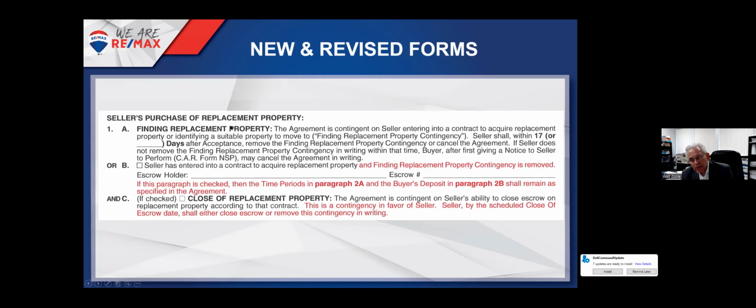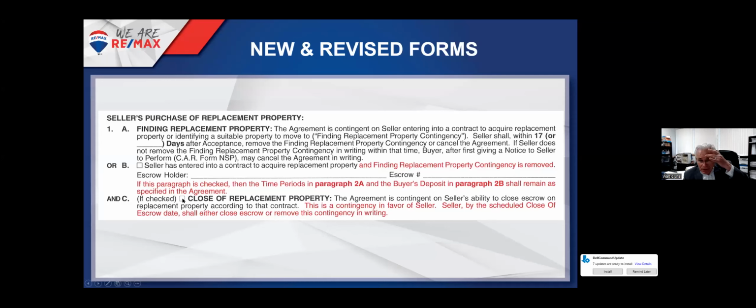Seller's purchase of replacement property. If the seller's selling their house, but conditioned upon them buying a replacement property, then you would use this form, of course. And the first contingency is finding a replacement property. That's a separate contingency, and that's in the boilerplate. Now, if they've already found a property, because it's in the boilerplate, you have to check B and say, ignore A. We've already got a property. And then if you want C to be in place, you have to check the box.